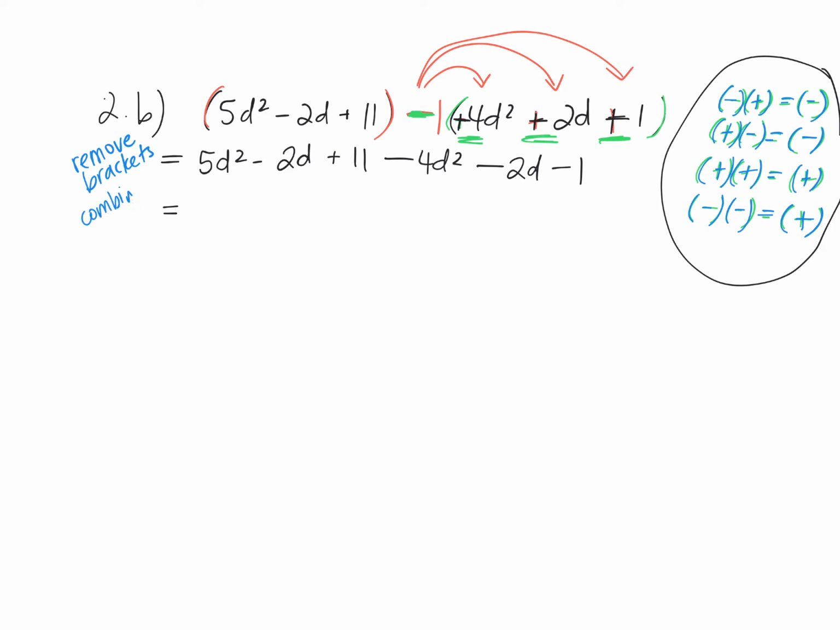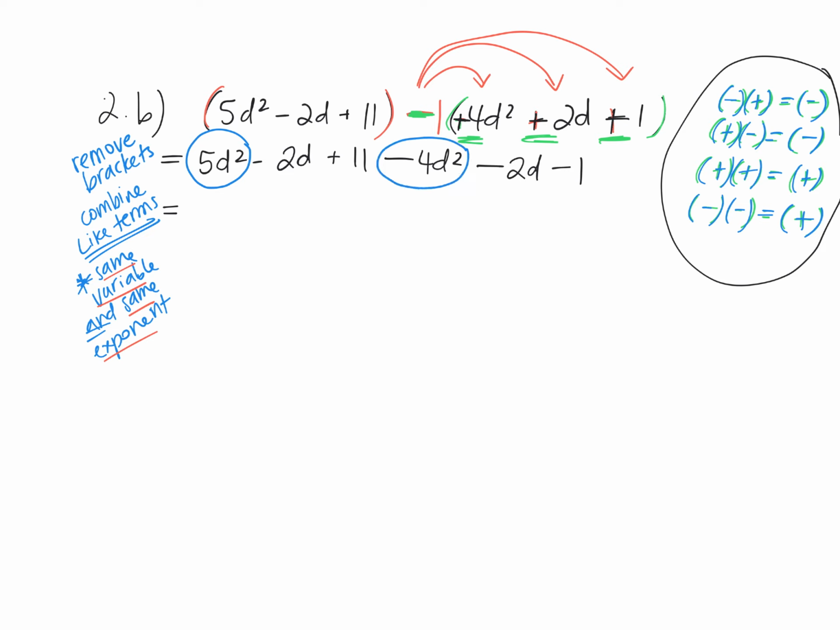We're combining like terms. And just to review, how do you know if two terms are alike? They must have the same variable and the same exponent. So I have a 5d squared. Would that be combined with something that just has a d? No. Again, I want you to copy this down, write it on the paper. Same variable and the same exponent. So 5d squared would go with minus 4d squared. You have to include the sign.